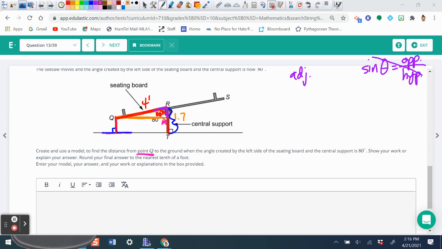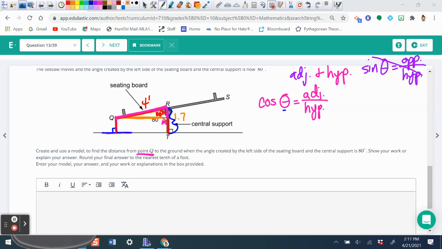So not only are we looking for the adjacent side, but we are given, again, the hypotenuse. Our seating board is the hypotenuse of our right triangle. So which trig function uses adjacent and hypotenuse? Well, none other than cosine. The cosine of an angle is the ratio of the adjacent side length to the hypotenuse of the right triangle. So that's the trig function I'm going to use.